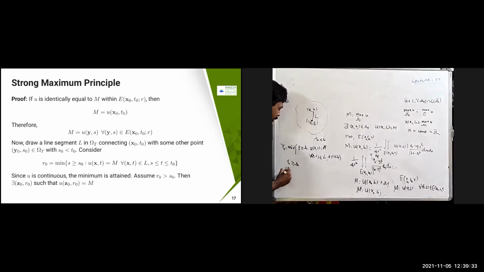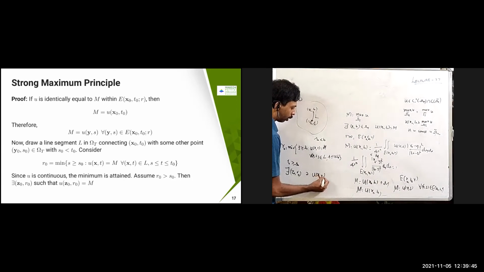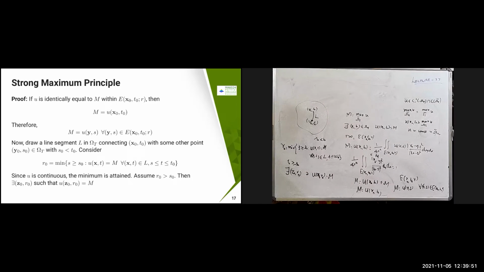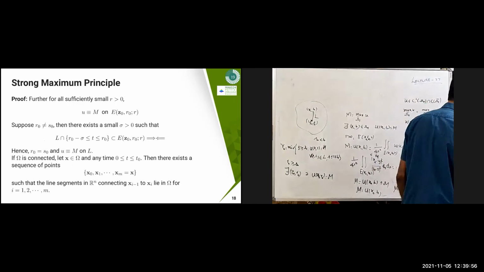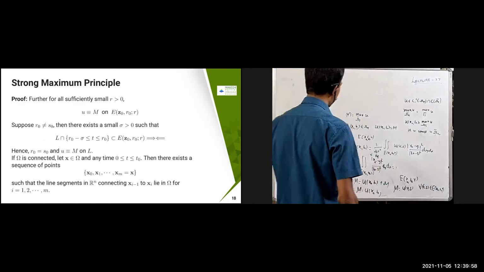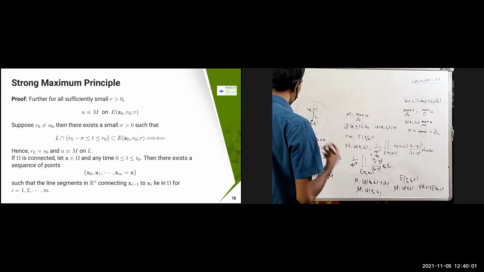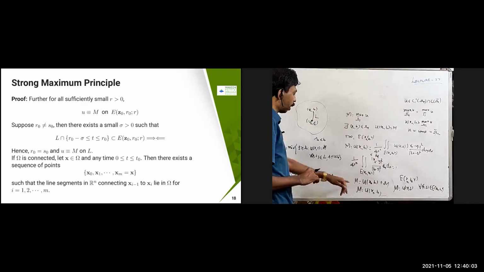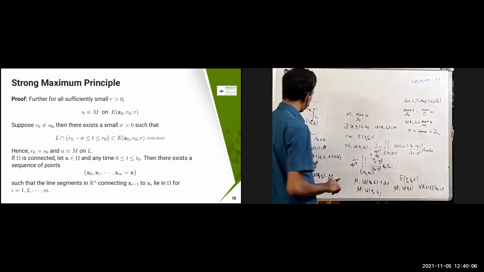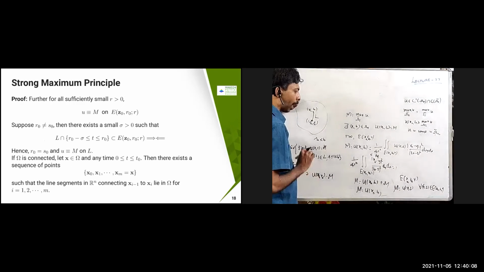Then there exists (z0, r0) such that u(z0, r0) equals m. So therefore, for this ball, u is going to be identically the same, because here we have assumed this, then this is going to be there. So E(x0, t0; r) we have taken.